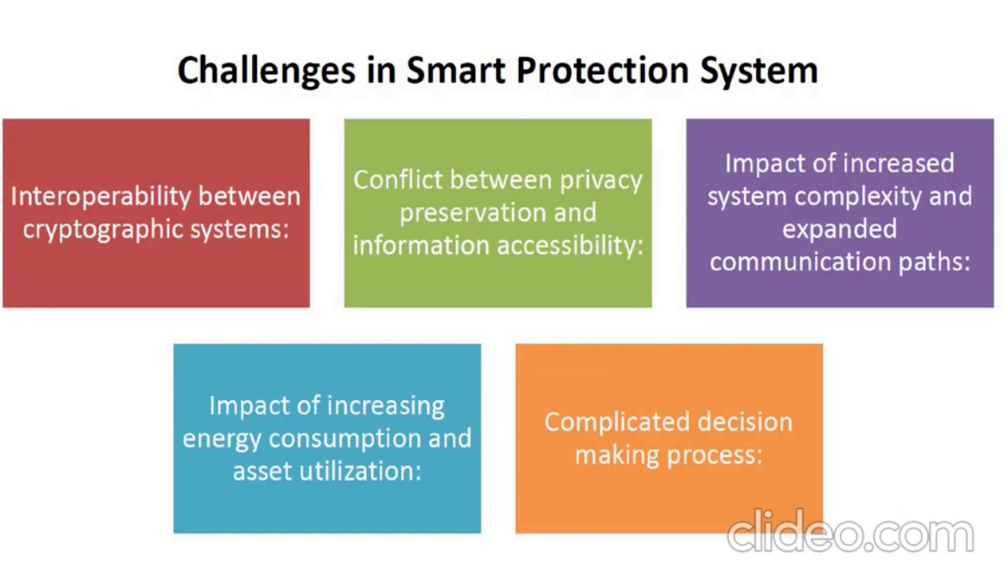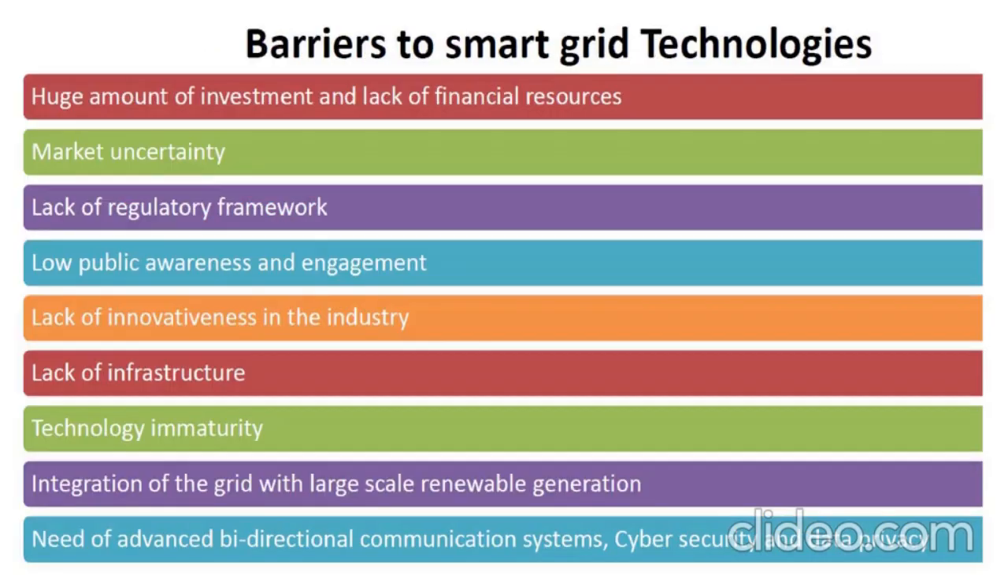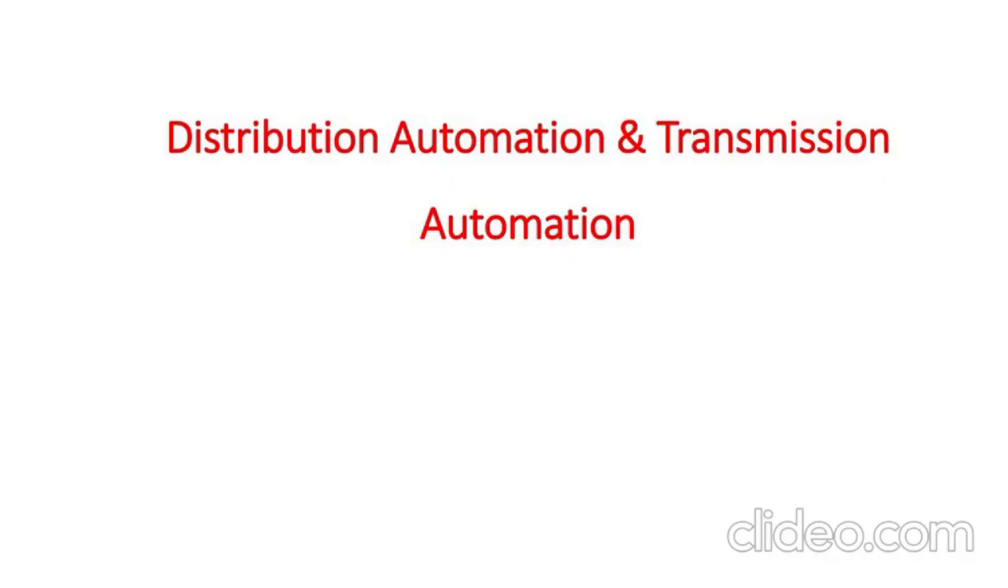Coming to challenges, there are mainly five challenges: interoperability between cryptographic systems, conflict between privacy preservation and information accessibility, system complexity and expanded communication paths, impact on energy consumption, and also cyber crimes and security. Barriers to smart grid technologies are: huge amount of investment, market uncertainty, lack of regulatory framework, lack of infrastructure, technology immaturity, and the need for an advanced bidirectional communication system in order to avoid the cyber problems.